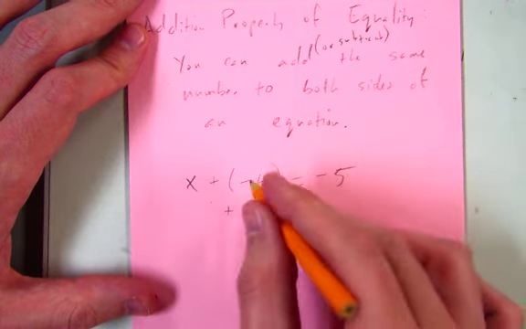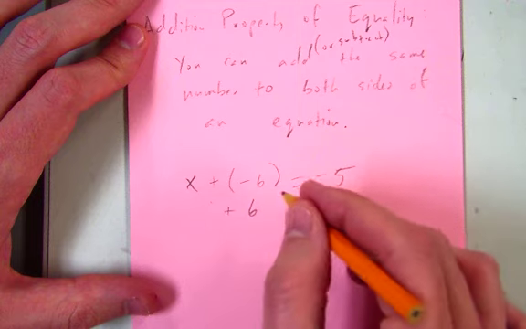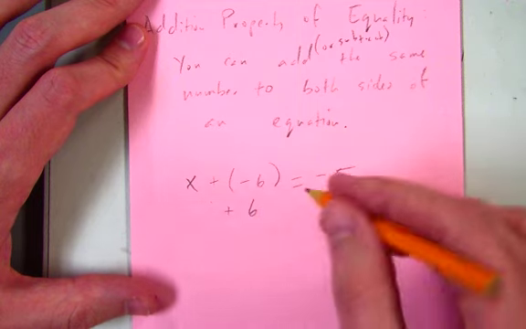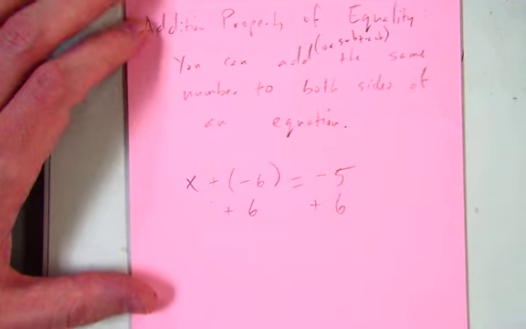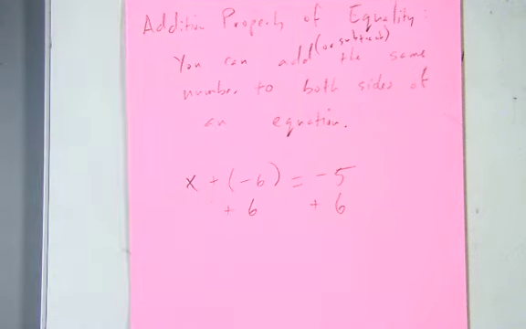Okay, and that's what we're looking for here. We're looking to cancel these things out. And if we do it to one side, we have to make sure we do it to the other side as well. We have to keep our equation in balance. Otherwise, we're just messing things up, and we don't want to do that. We want to keep our equations balanced.